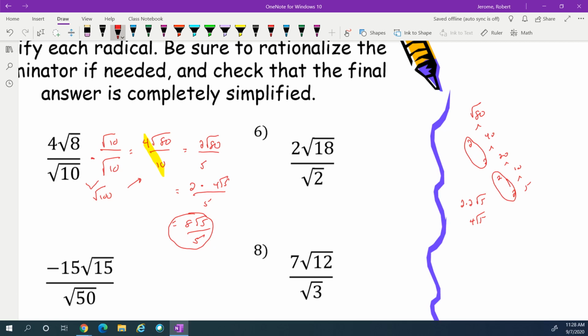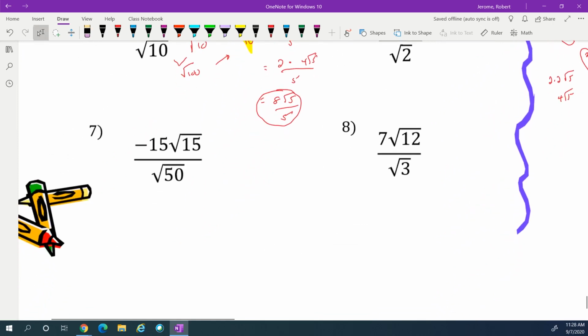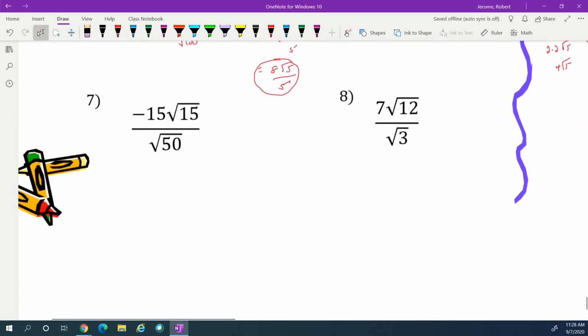We had a number on the outside, 2. We had to rationalize the denominator, the square root 10. And we had to reduce the fraction, 4 over 10. So there was a lot going on in that question. We had to deal with all of it. Let's do one more together. So let's take a look at number 7.